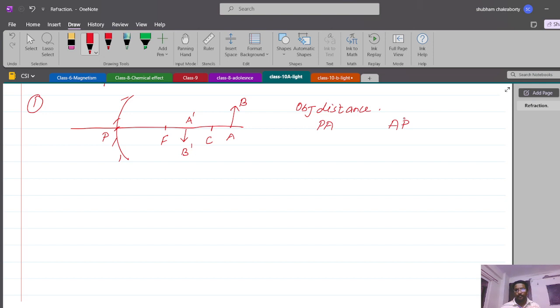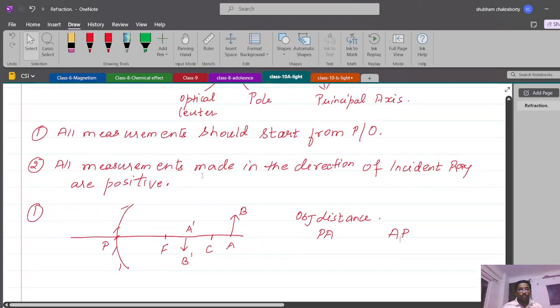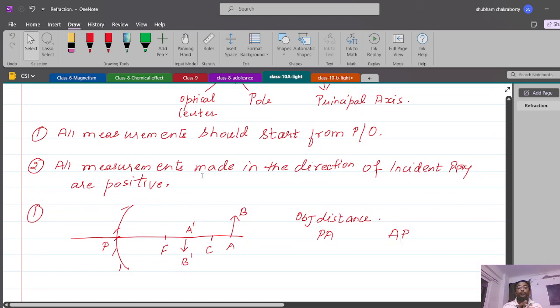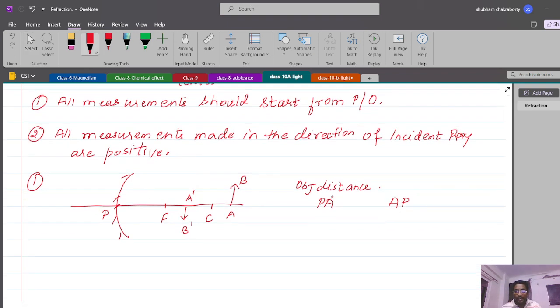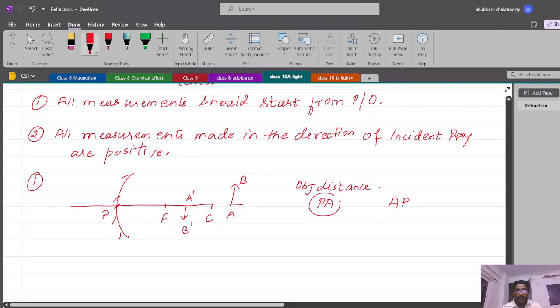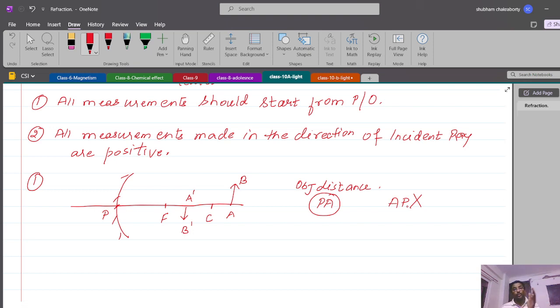But here, remember rule number one. What does rule number one say? Rule number one says all measurements should start from pole or optical center, which means we have to take this as the correct name of object distance, and this is wrong. So the object distance is PA, starts from P, goes towards A. Rule number one, keep in mind.